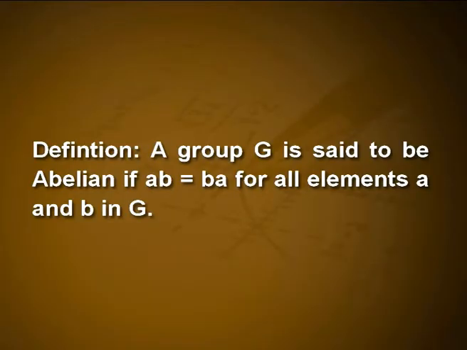Definition: a group G is said to be abelian if ab = ba for all elements a and b in G. Example: the set of all integers Z with the operation of ordinary addition is an abelian group. If a is an element of Z, then an inverse of a is its negative, -a. Example: the set Z+ under the operation of ordinary multiplication is not a group since the element 2 in Z+ has no inverse. However, this set together with the given operation is a monoid.